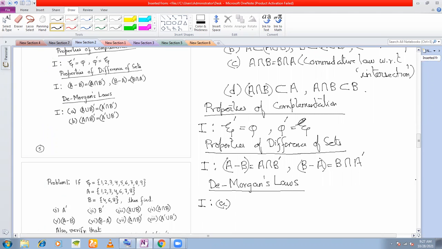Okay. Now, De Morgan's laws has a lot of applications in a lot of other fields. De Morgan's law will also have applications here. Remember De Morgan's law. If you are a science student, you have to remember De Morgan's law. A union B complement is equal to A complement intersection B complement.